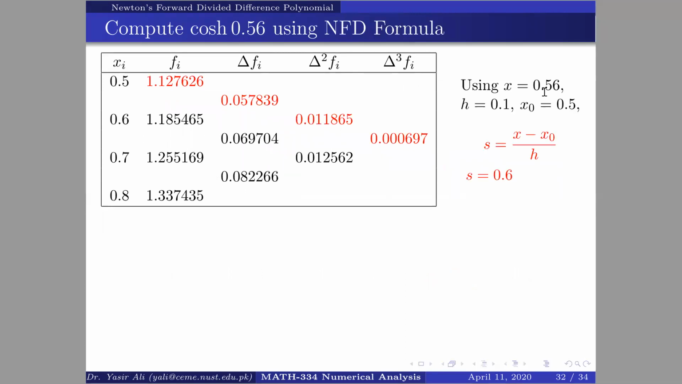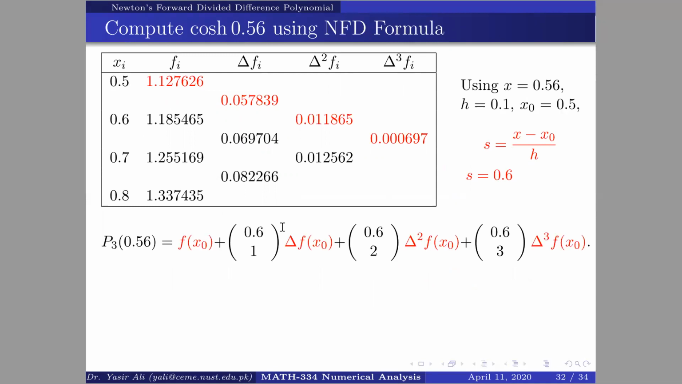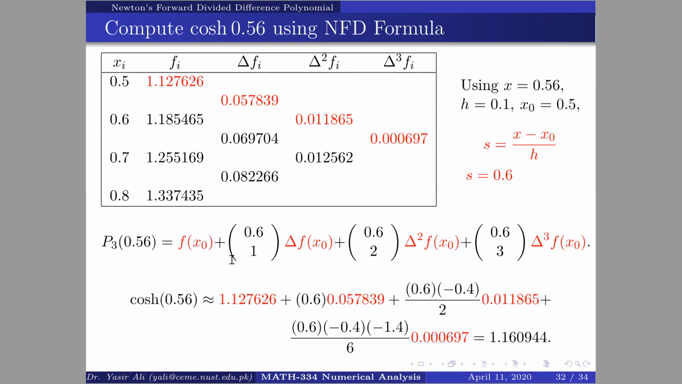So x is equal to 0.56, where we want to calculate the value, h is 0.1. You can see that the difference between any two values is 0.1, and x naught is equal to 0.5. So s can be calculated like this. If we have s equal to 0.6, we can put it in the equation and get the value of the polynomial which is required here.